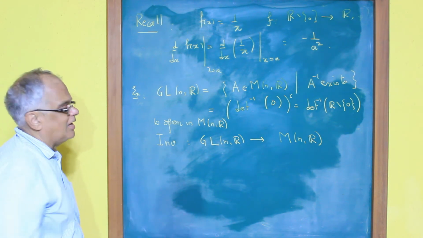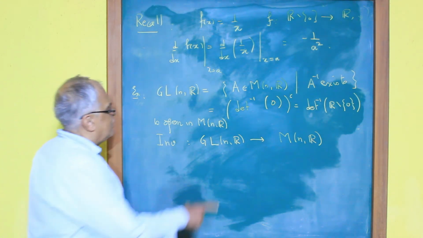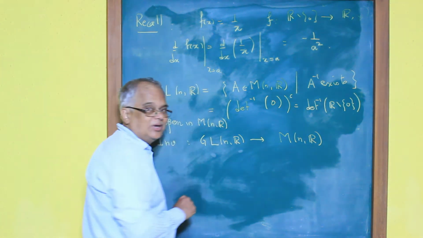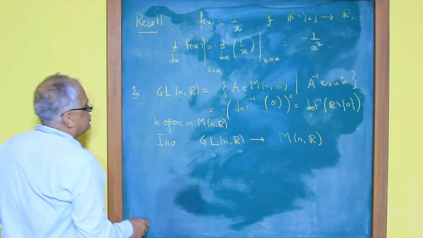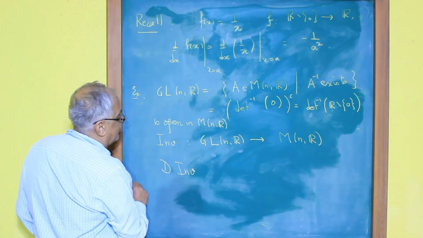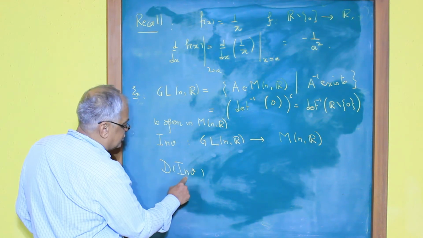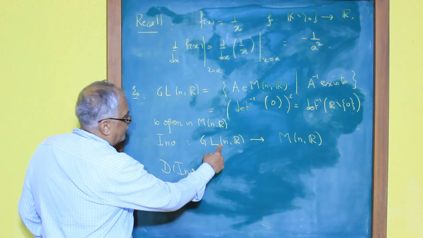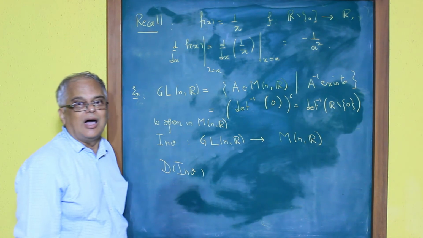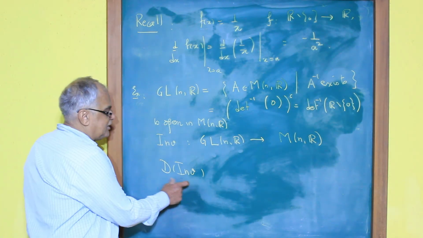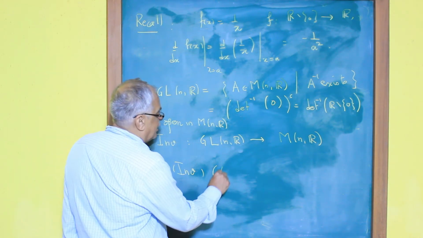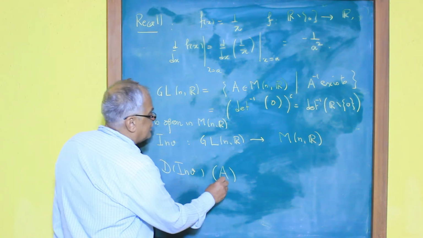But I don't want to think about it in that way. I want to think about it as M_n(R). This is an open set in an n squared dimensional vector space. And therefore, I should be able to talk about what I mean by the derivative of the map INV. INV is a function from this open set in R to the n squared to R to the n squared. So I can talk about the derivative of the inverse map evaluated at a point A. Where is A? A is an element in GL_n(R).